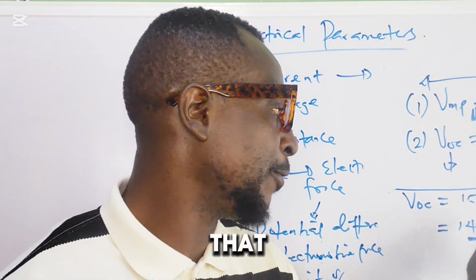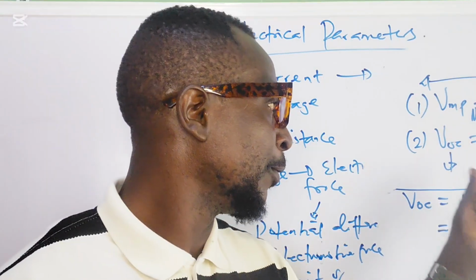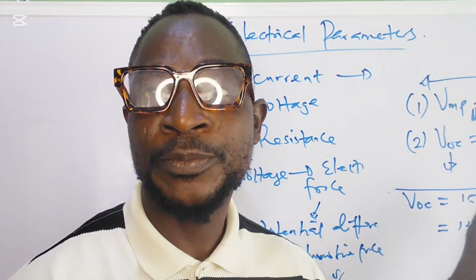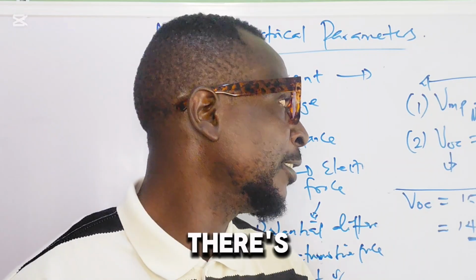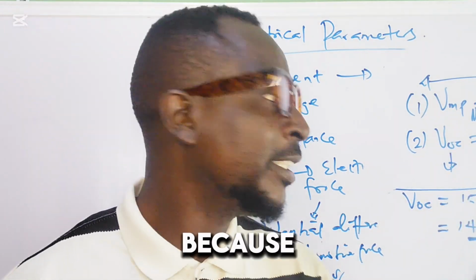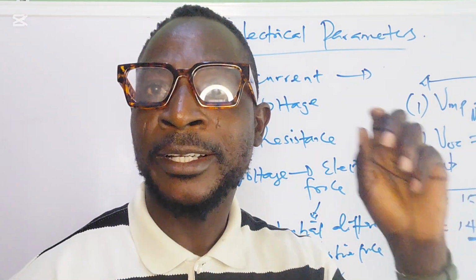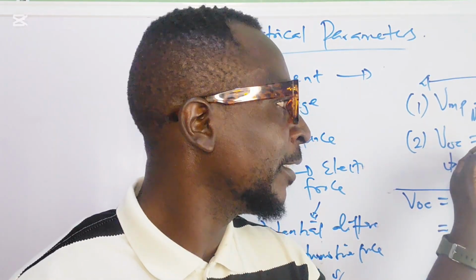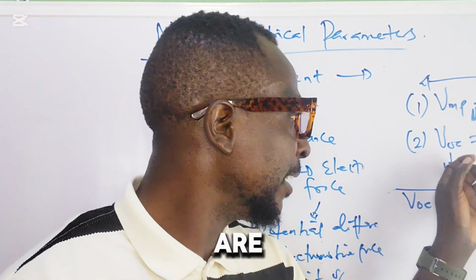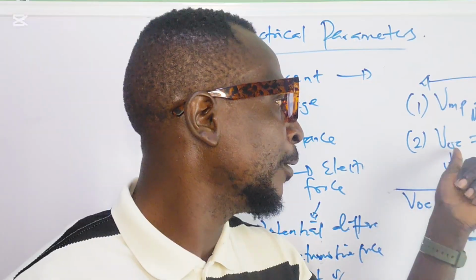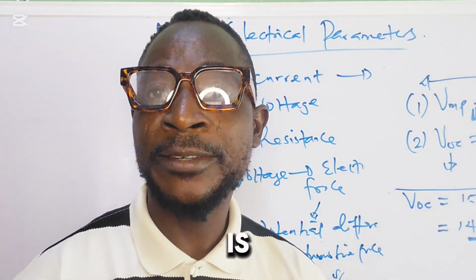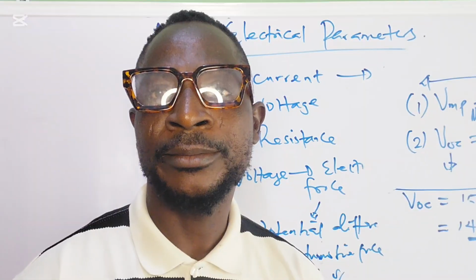So this is the reason why, if you are designing your equipment, you use VOC, the open circuit voltage. There is a reason why we have this: it is the maximum voltage the panel can produce. So if you are designing anything, you design with reference to your VOC. It is very, very important.